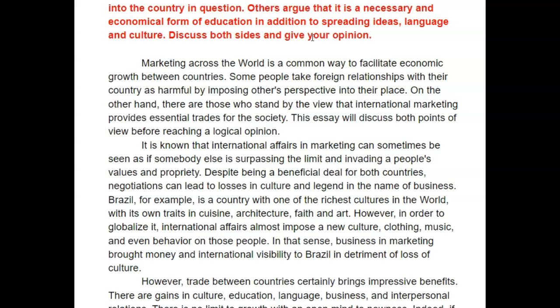If you look at the band descriptors for task achievement under band 7, it says presents a clear position throughout response. And the key word there is throughout, because throughout means from the beginning to the end, which means that the IELTS examiners don't want to know your opinion only at the end. They want to know it throughout the entire essay. And the clearest, easiest way to do that is by including it in your introduction.